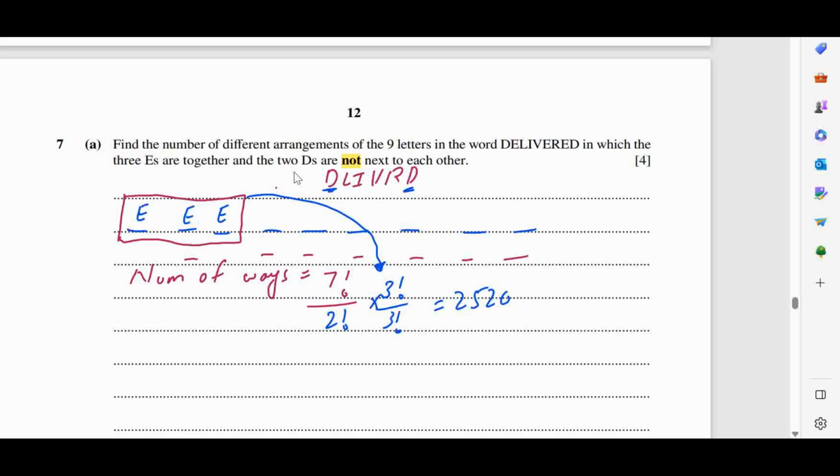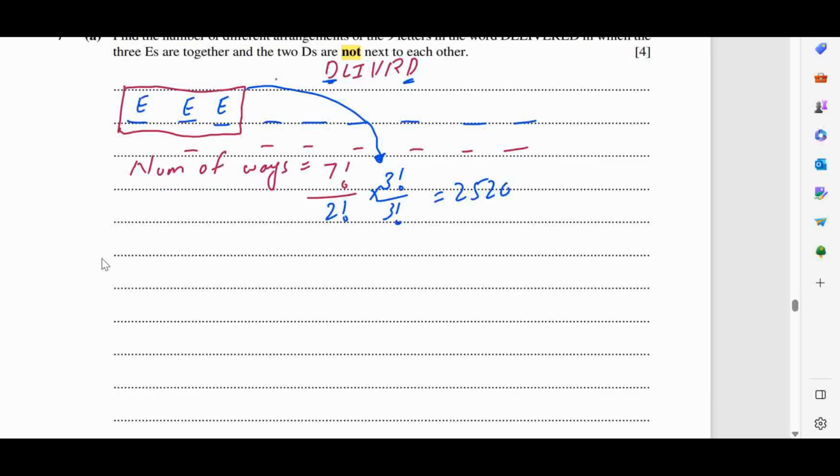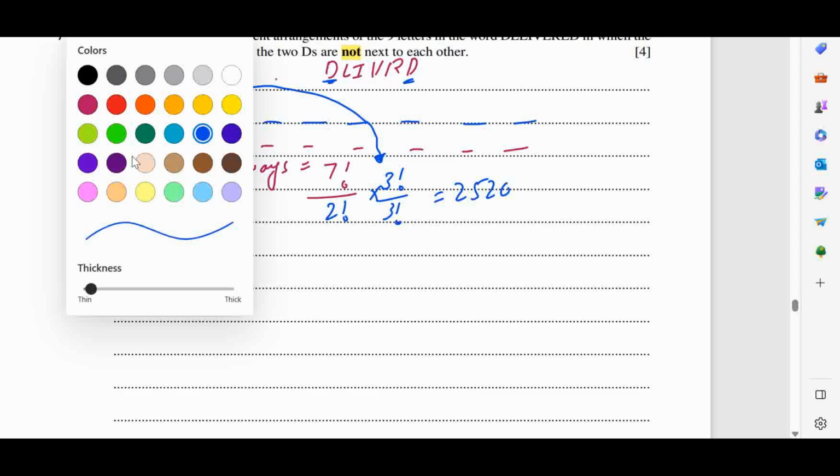Now let's see the other way, that D's together. Now they are saying that these are not together. So first let's find out when the D's are together, then we can subtract it from the total. So let's say D's are together. How can we simplify it?